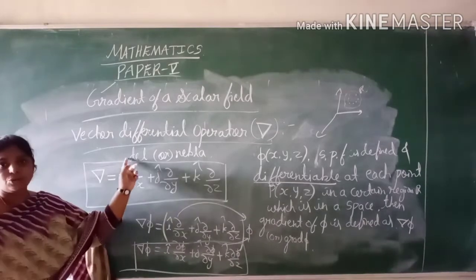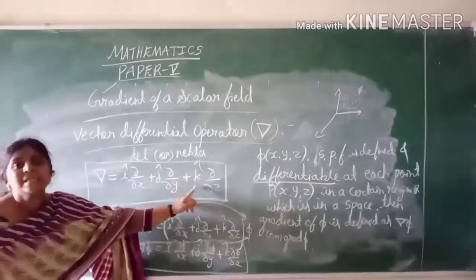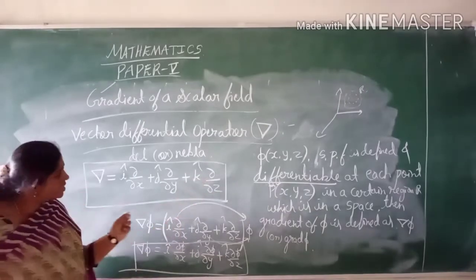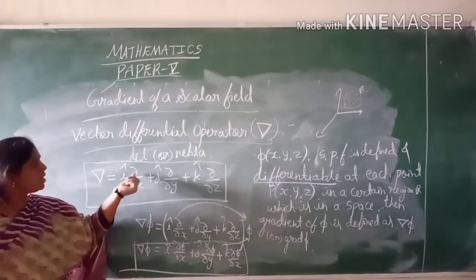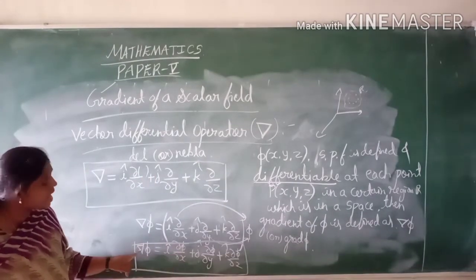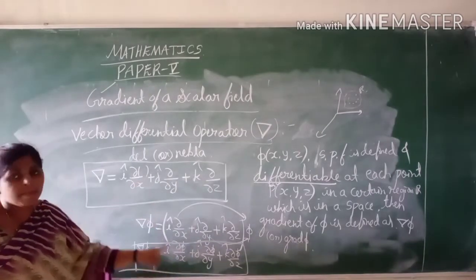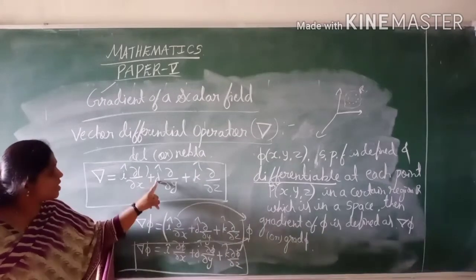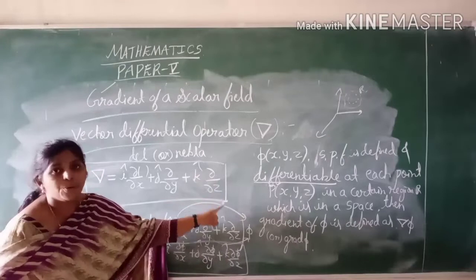Del is equal to i cap into ∂/∂x plus j cap into ∂/∂y plus k cap into ∂/∂z. Just a small difference between these two: here no function is there, and you are just adding the function. That is, del phi or grad phi is equal to i cap into ∂phi/∂x plus j cap into ∂phi/∂y plus k cap into ∂phi/∂z.